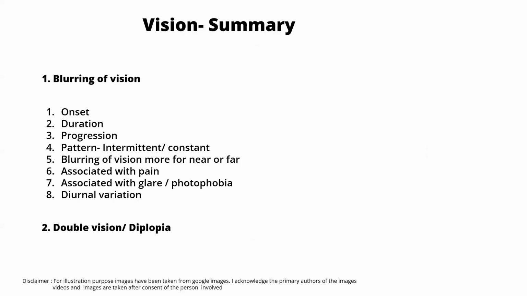The other symptoms that the patient can come to you with are double vision or diplopia, which can be either monocular or binocular, and metamorphopsia, the distorted images, micropsia or macropsia.